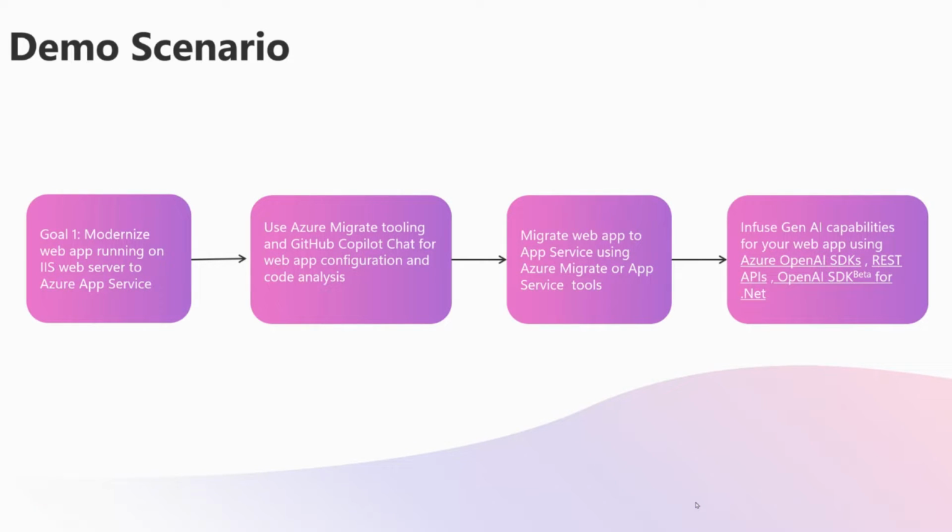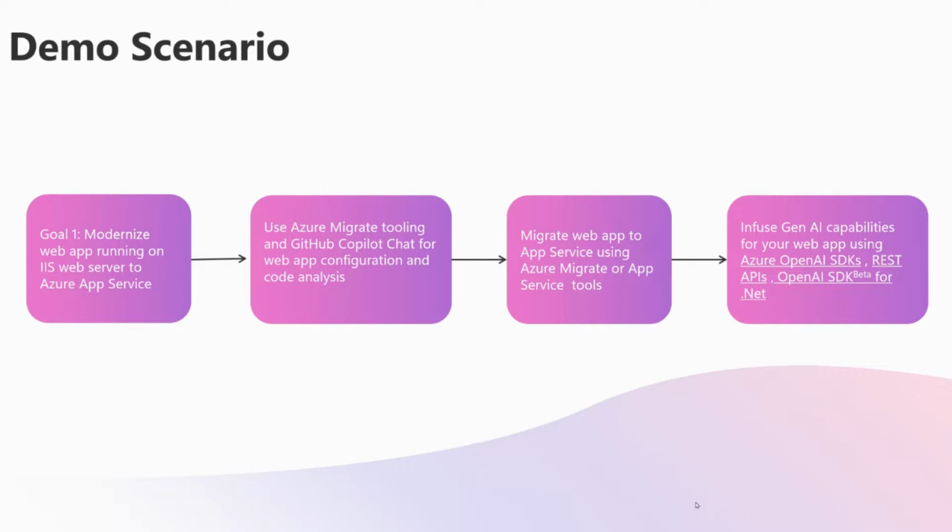Now, here is a quick view on the demo scenario that I'll be talking about. I work with a lot of customers who discuss modernizing and migrating their on-premises .NET and Java, all sorts of web applications over to Azure App Service. And with the advent of generative AI capabilities, the other use case as well is how to harness the power of Azure OpenAI for their existing .NET web application.